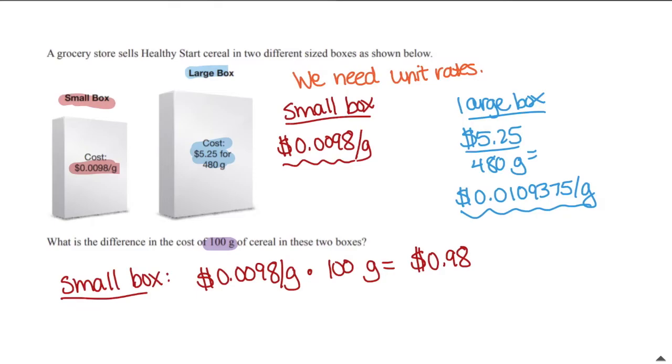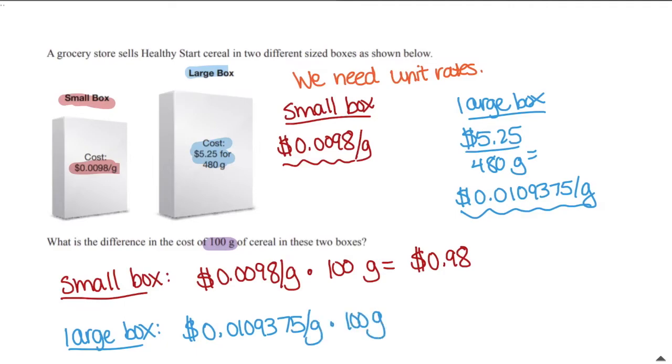Now let's do the same thing for the large box. So for my large box, I would take 0.010937 per gram, multiply that by 100 grams, and when I type that into my calculator, I would get 1.09375 for the 100 grams.